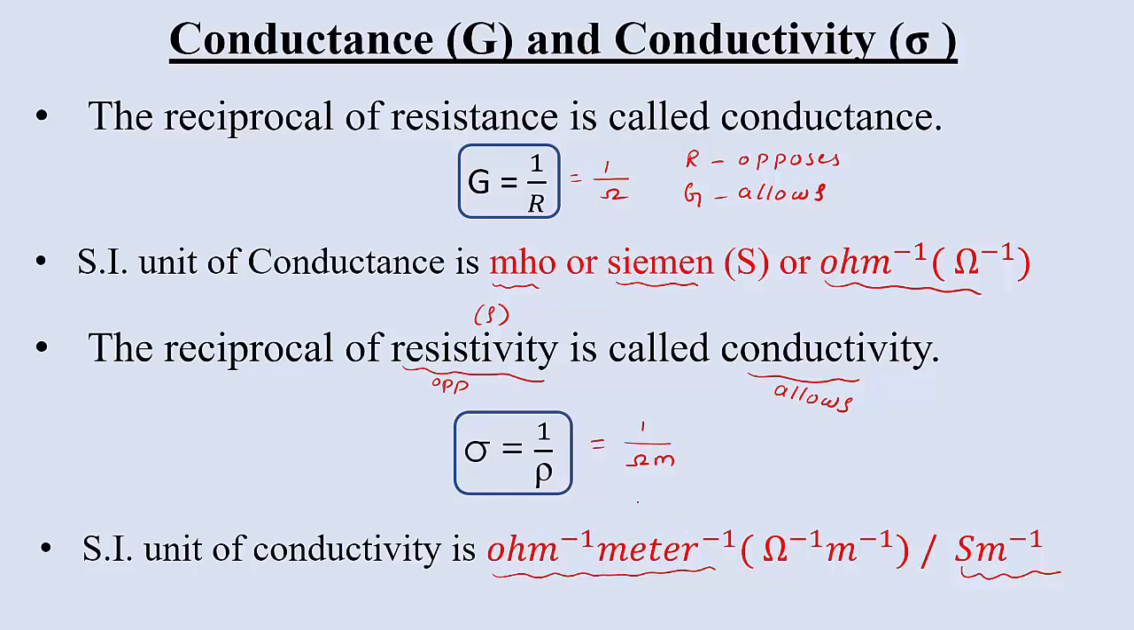So in today's class we discussed resistance, resistivity, conductance and conductivity. Resistance is the opposition offered to the flow of electrons by the fixed ions present in the conductor. Resistivity also opposes the flow of electrons, but it is for particular dimensions and particular material. Conductance is the reciprocal of resistance. Conductivity is the reciprocal of resistivity.